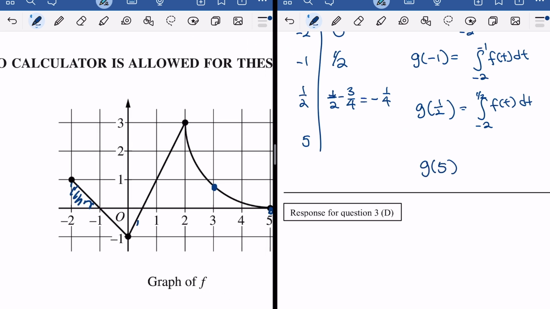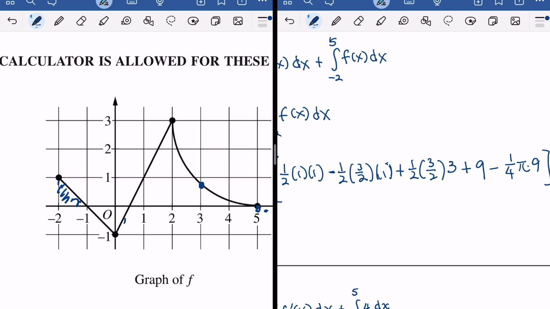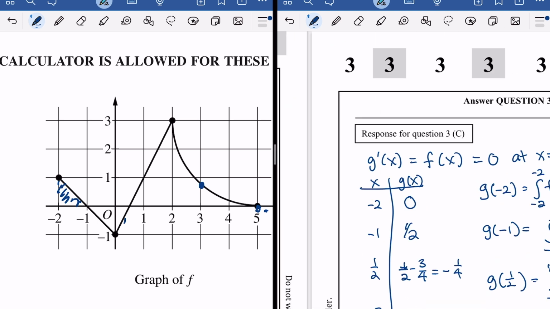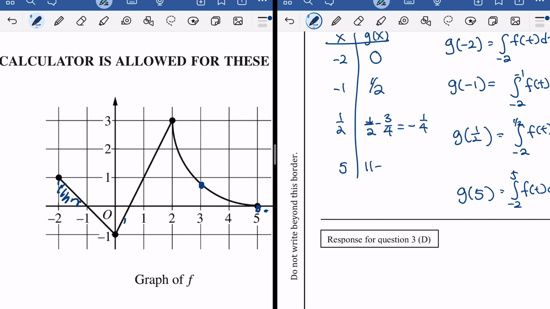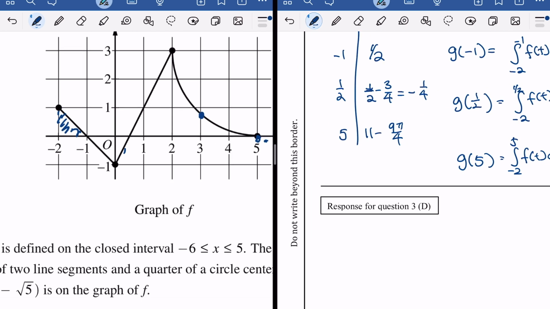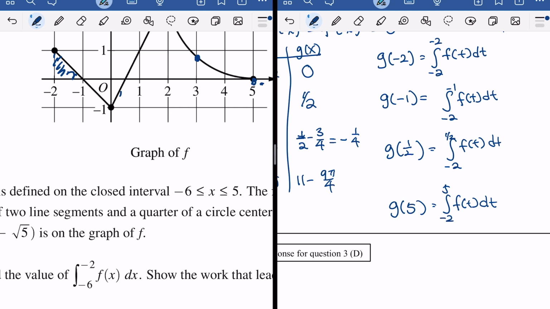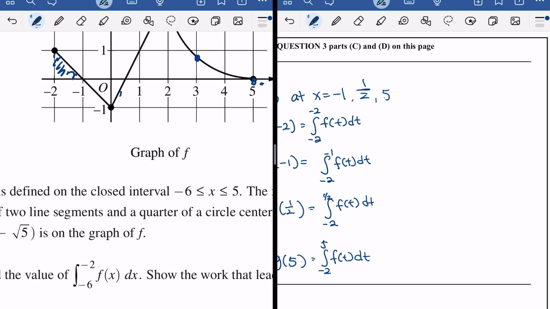Now, g of 5, we technically already have that. That is the accumulation from -2 all the way to 5, which we did in part 1. But here, we probably don't want to do that because we need to compute what this is to see if this is actually the minimum value or the maximum value. So if I compute that, to save your time, it is 11 minus 9 pi over 4 for all those calculations. That is actually the maximum value out of all of this. It's bigger than 1/2.